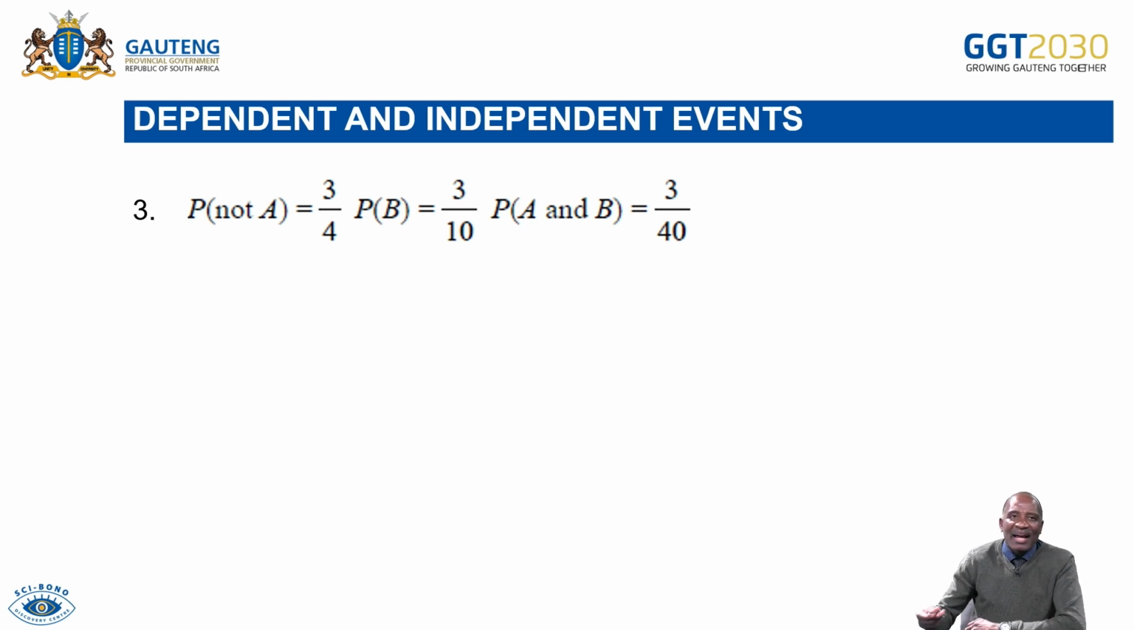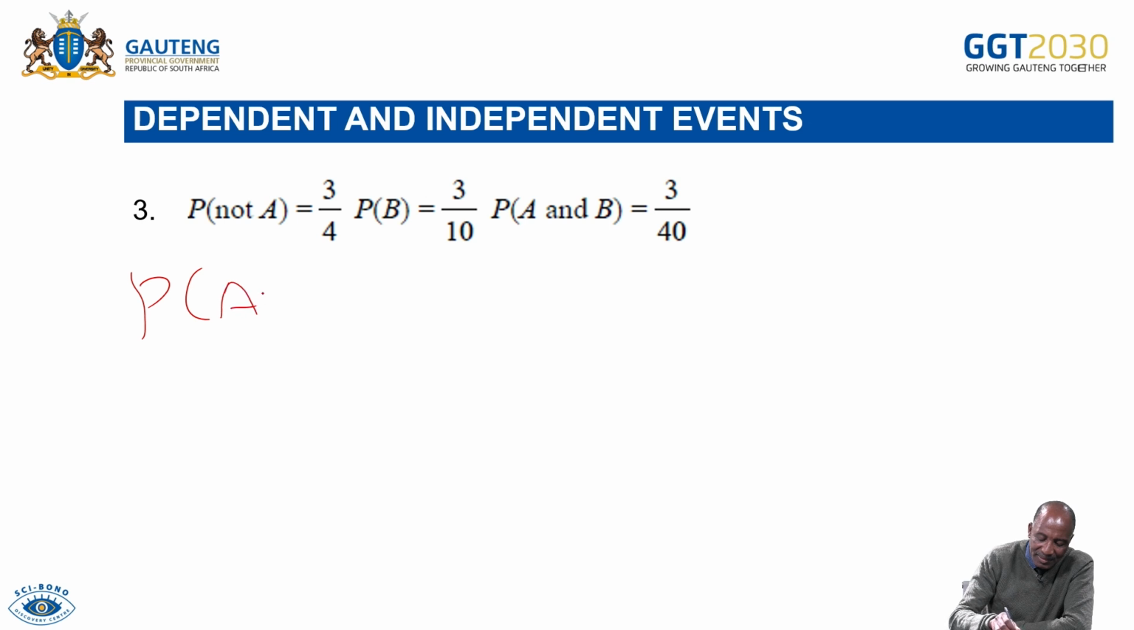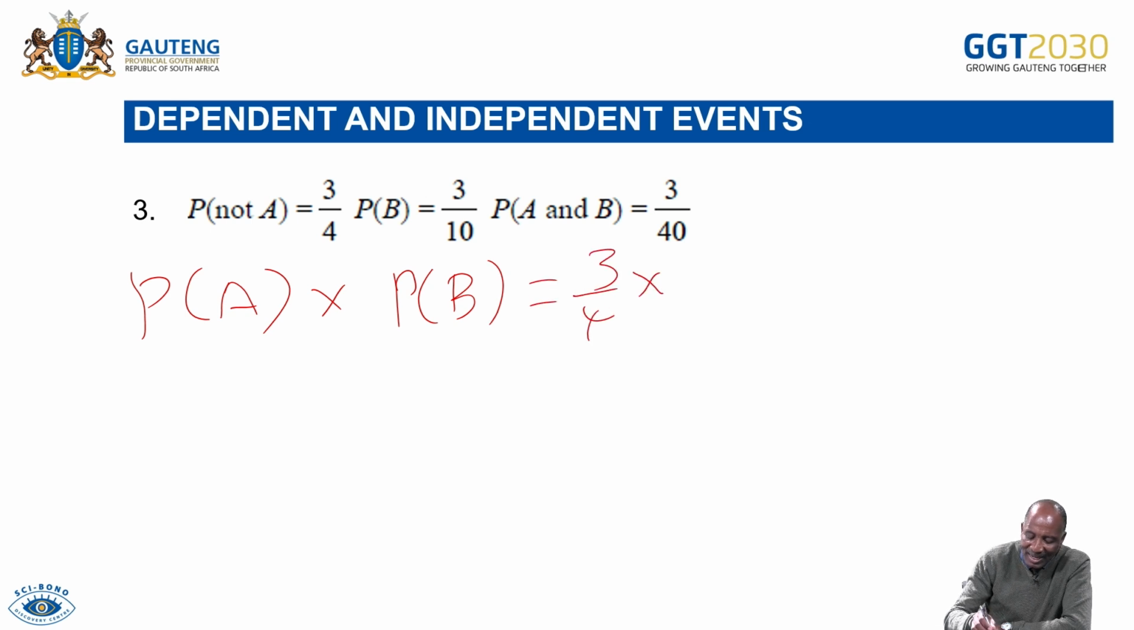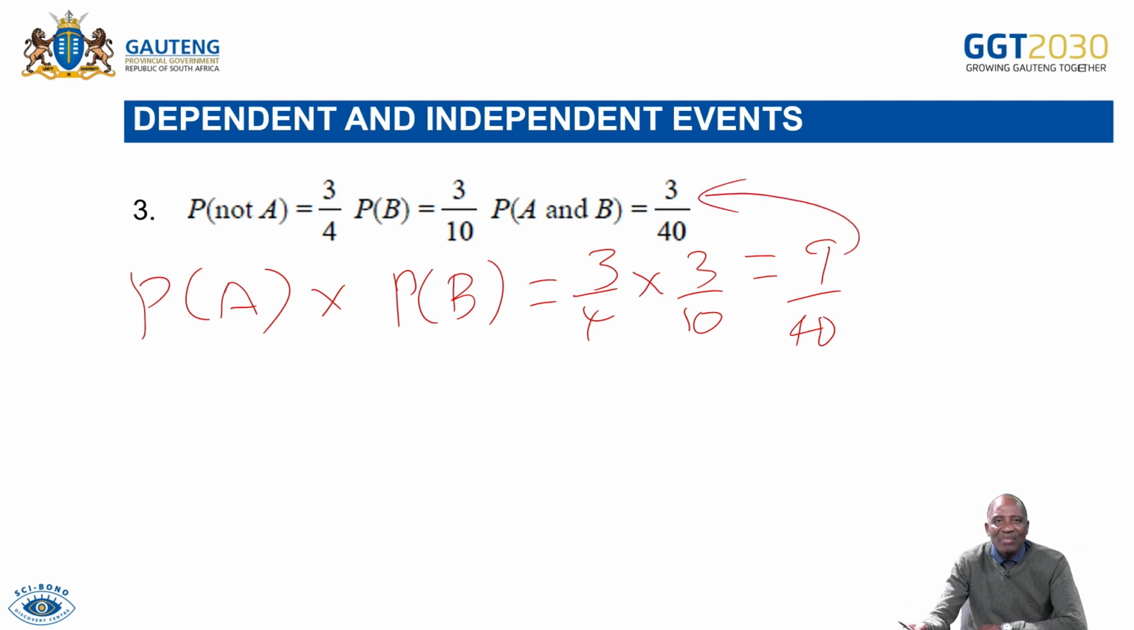Again, you multiply probability of A by probability of B. You will get 3 divided by 4 multiplied by 3 divided by 10, which gives us 9 divided by 40, which is surely not the same as 3 divided by 40. So they are not independent.